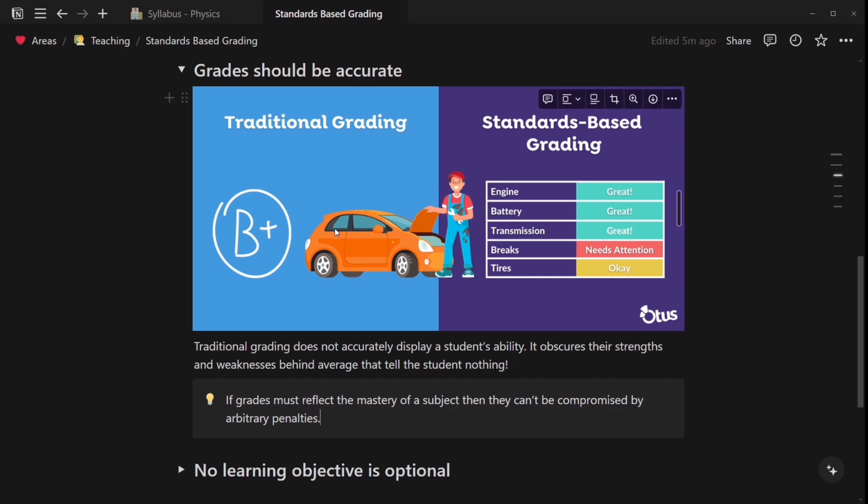Giving a penalty for submitting something in late would be like this mechanic giving a penalty to the overall wellness of the car because the person missed their appointment, they had to reschedule, and now they're in here a little bit later time to get it inspected. That doesn't make any sense. That has nothing to do with how well the car is a car.